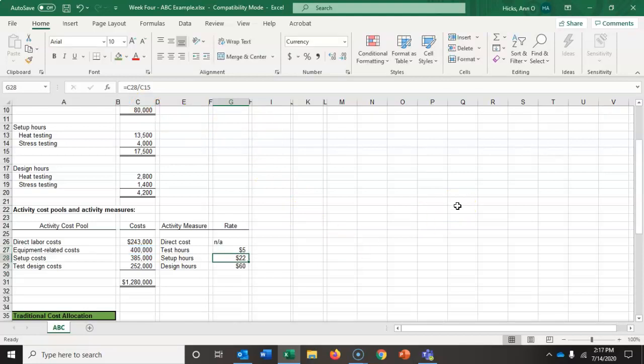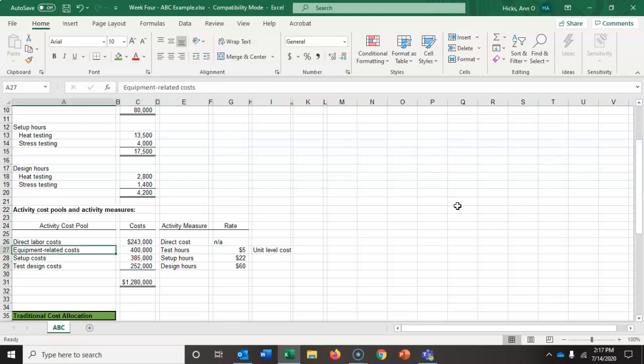Now, think back to the hierarchy. What we probably have here is a batch level cost, right? Or I'm sorry, a unit level cost because we're tying the cost to the amount of time, the number of units.